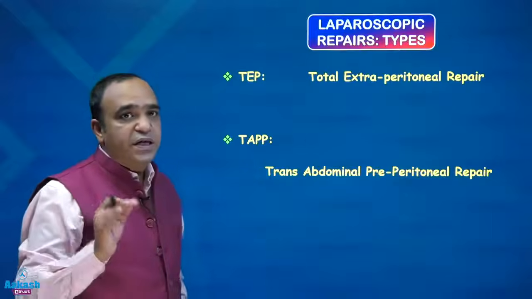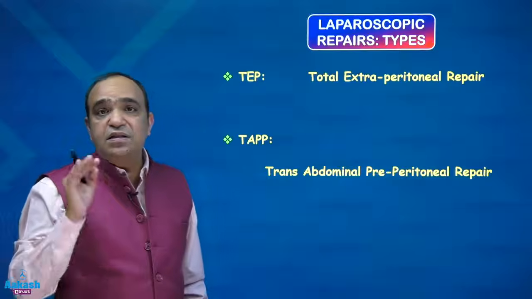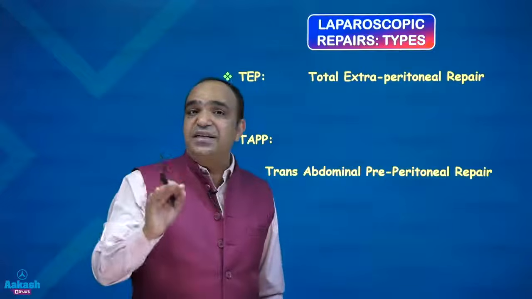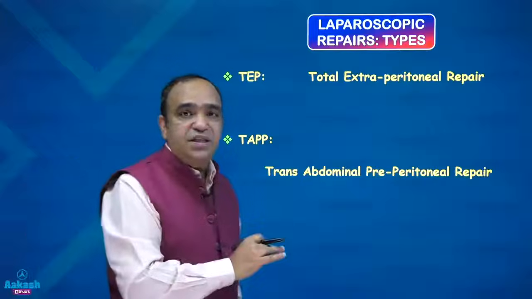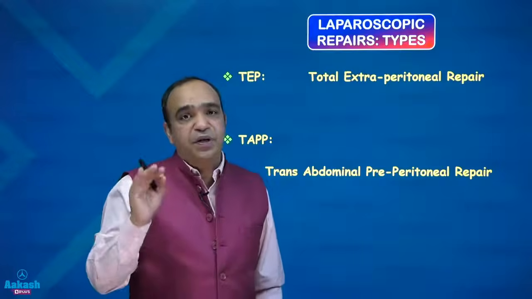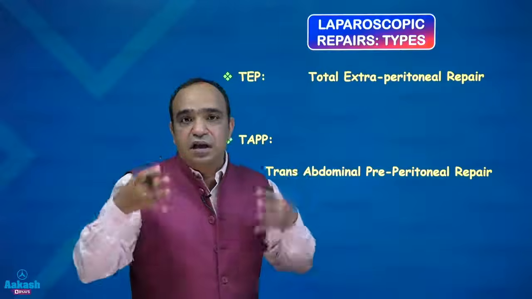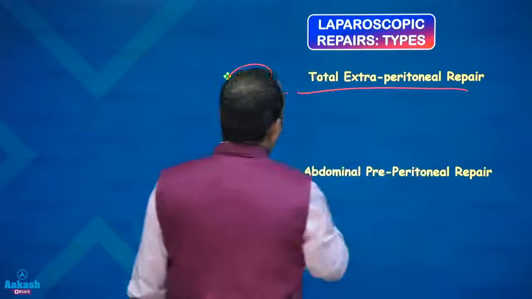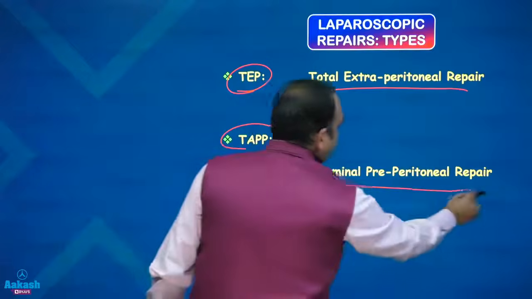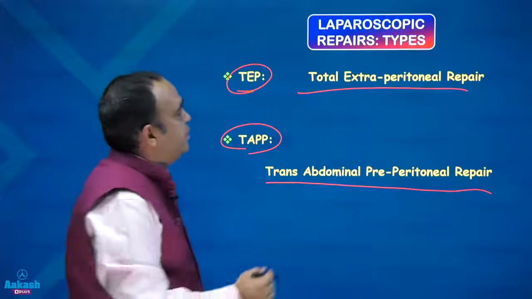Okay, 2 types, TEP and TAPP. Remember, these are just 2 different techniques. The end result is the same. In both these, we have to place a mesh. In both these techniques, we place the mesh in the preperitoneal space. So the end result is the same, only the route is different, right? So TEP is total extraperitoneal repair, TAPP is transabdominal preperitoneal repair. The difference you can see in the name itself.